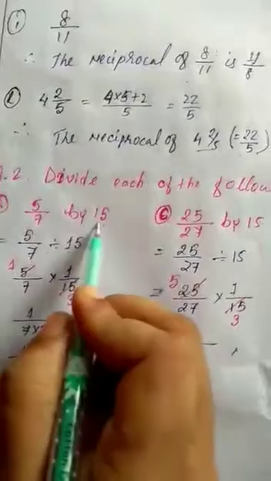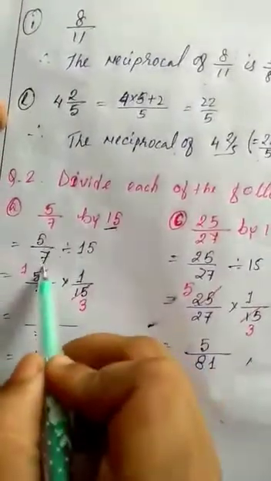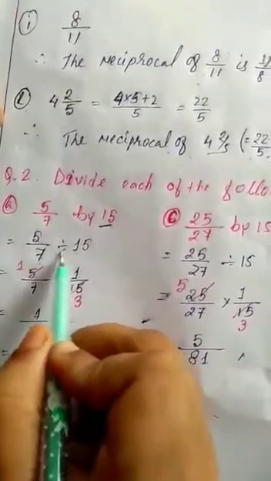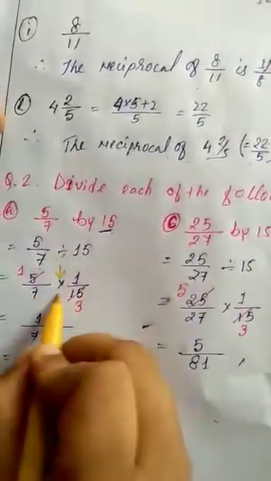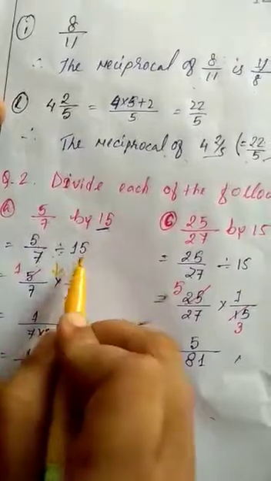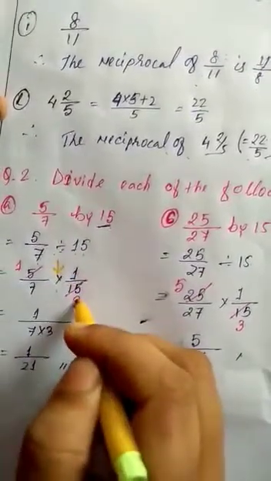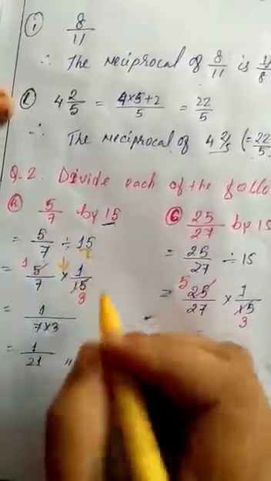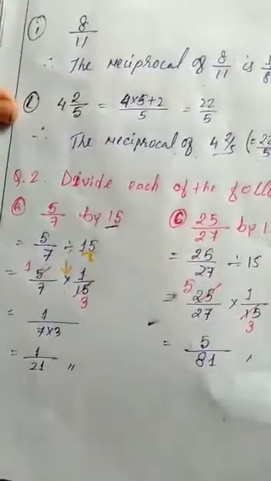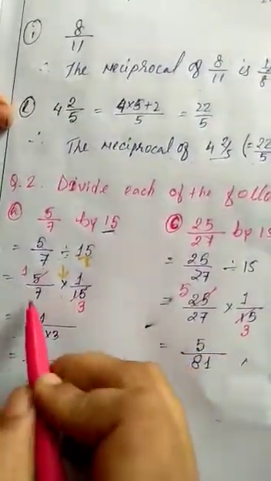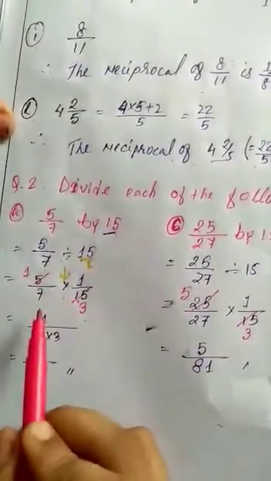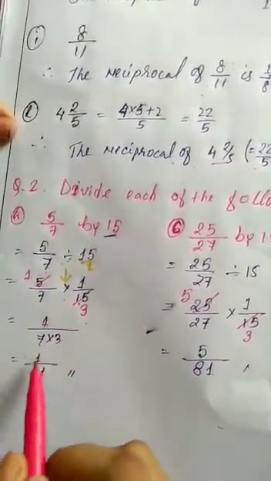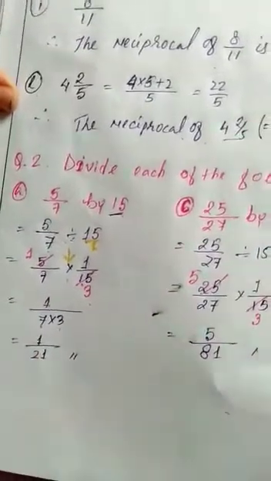15 is a whole number, so 5 by 7, sorry, it's a divided sign. We will change it to a multiplication sign. So multiplied by the reciprocal of 15. The reciprocal of 15 means what? It's 1 by 15, since the denominator is 1. So 1 by 15, children. Now we can cancel. 5 ones are 5, 5 threes are 15. So what have we got now after canceling out? 1 by 7 into 3 is 1 by 21. 7 threes are 21.